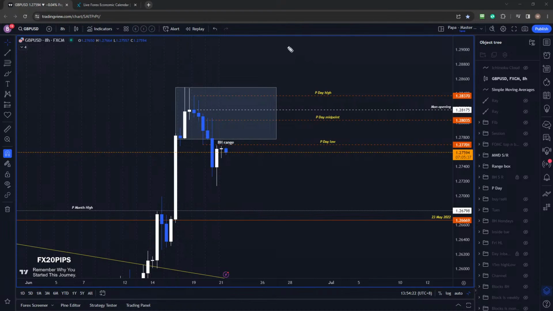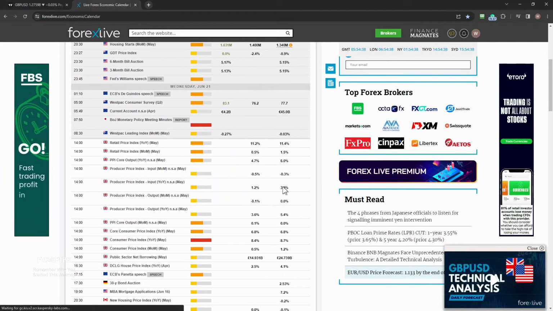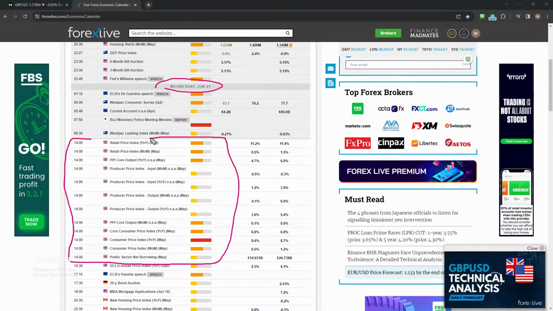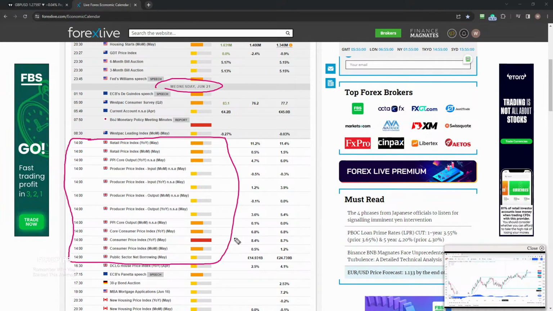Okay, so what we have here is the GBPUSD 8 hours chart. You can see that we have the economic calendars for today. Today is Wednesday, the 21st of June. Currently the time is about 1:54 p.m. So in a few more minutes, we are going to see all the news about GBP. Of most important is this, important because it's a red color.